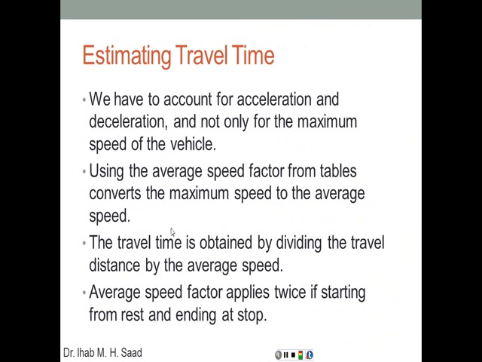The travel time is obtained by dividing the travel distance by the average speed. The average speed factor applies twice if starting from rest and ending at stop. So as we said, if you're going to be moving only 100 feet, you're going to divide that by 2, as if you're only moving 50 feet, and you apply the factor twice, because you're starting from standstill and ending at a standstill at the end. Let's look at an example which might explain and illustrate these ideas.